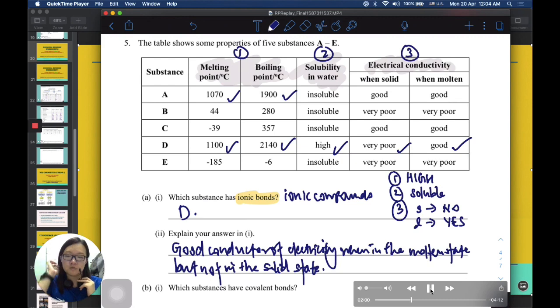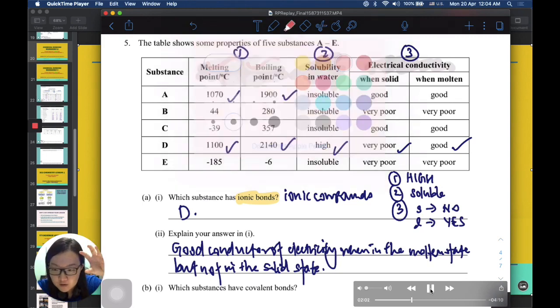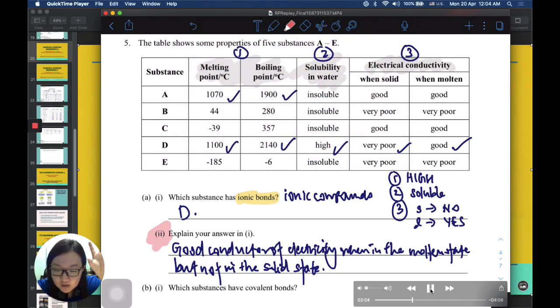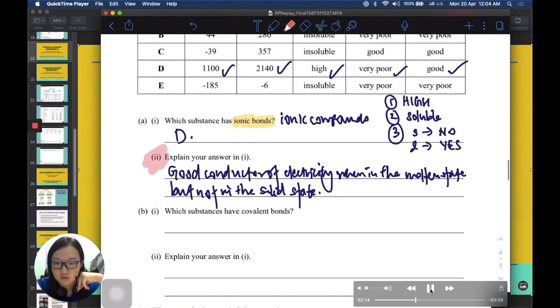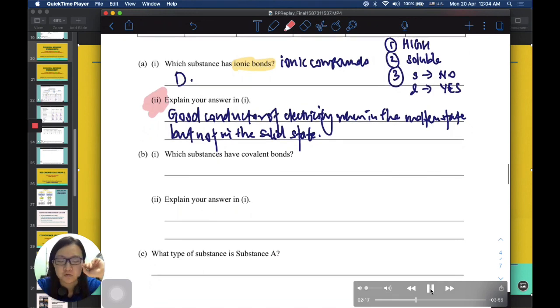So if I can do some mind reading right now, I think some of you will be like, hey, I want to ask a question, right? What if my reason I put is that they have high melting and boiling point? Okay, so I'm going to address this question right now. Can you just put a star, highlight this question? I'm just going to give you a bit more info.